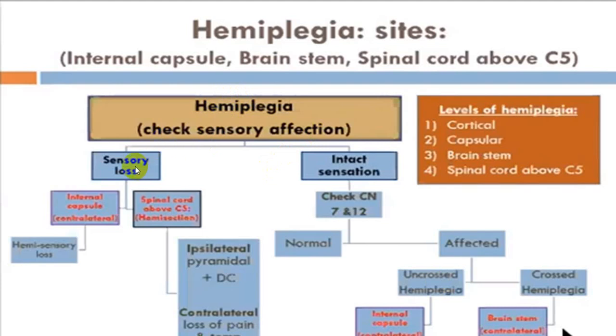So check for sensory loss to find out the level. You will have to look for motor and sensory, and the sensory level will help you to identify a spinal cord damage. And if you look at the cranial nerves, it will help you to identify brainstem damage or damage above the brainstem.